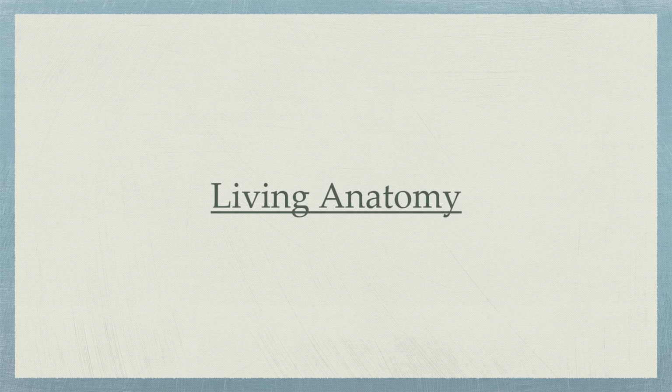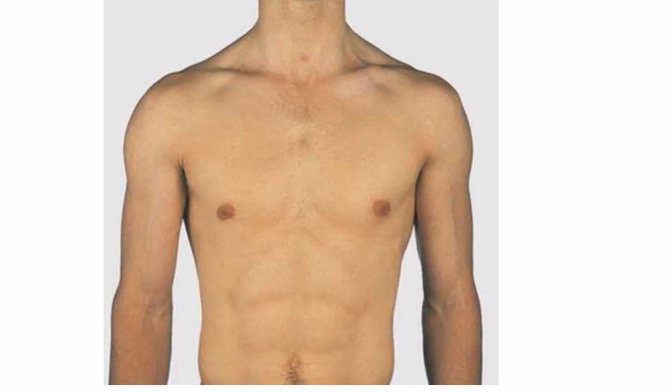Now let us start with the living anatomy. The surface landmarks had been already covered with respective regions, so we will focus on those parts which were uncovered earlier. In this illustration, to summarize, this is clavicle. This is medial end of the clavicle which bounds the suprasternal notch, also called as jugular notch.